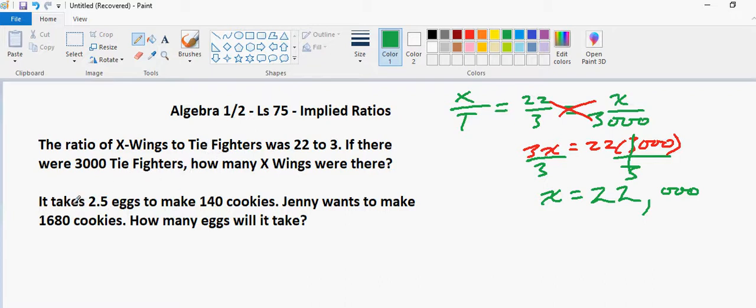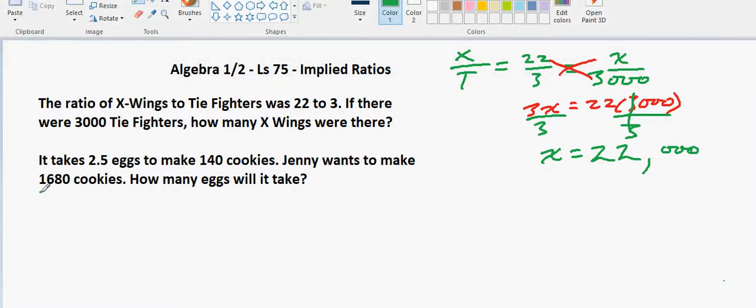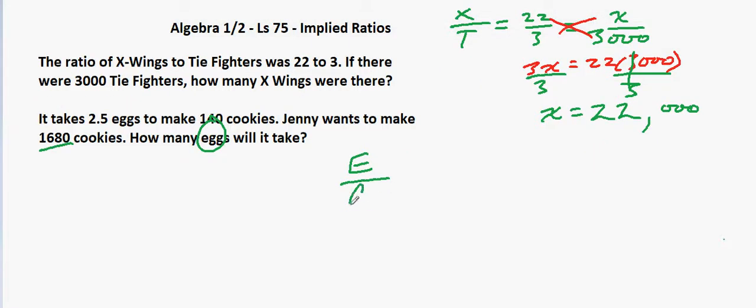What if it just says it takes 2.5 eggs to make 140 cookies, and Jenny wants to make a crazy amount of cookies. She wants to make 1,680 cookies. So how many eggs will it take? We're solving for eggs using what we know about how many they take to make cookies. What was the original ratio? Even though it didn't say the ratio is, it said it takes 2.5 eggs to make 140 cookies.